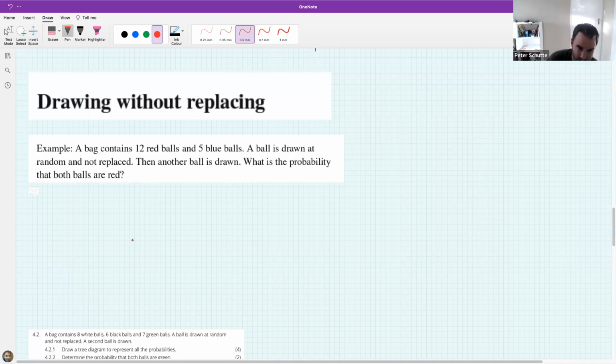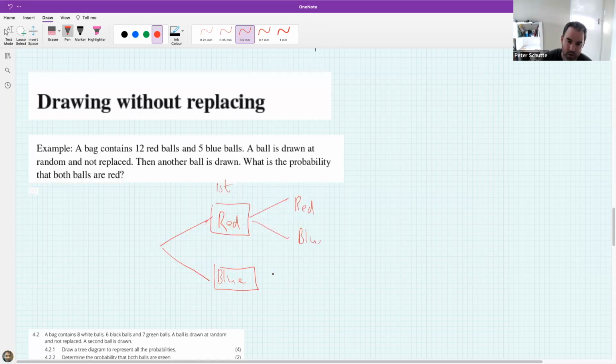So I want you to have a go at this. I'm going to give you a little bit of help. You're still going to have two possibilities. The first one is going to be red and the other one is going to be blue. So that's not going to change. But what's different is that's your first go. On your second one, you're still choosing from red and blue, but this time you're not putting it back in the box. So let's start with the very first one. What is the probability of getting red on the first throw?